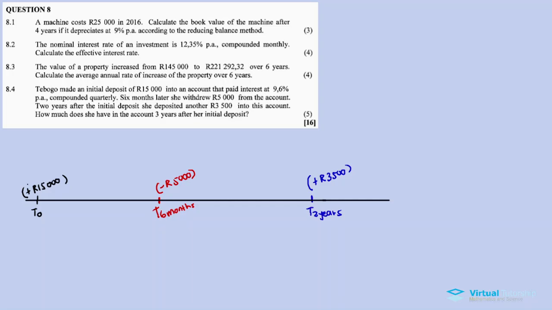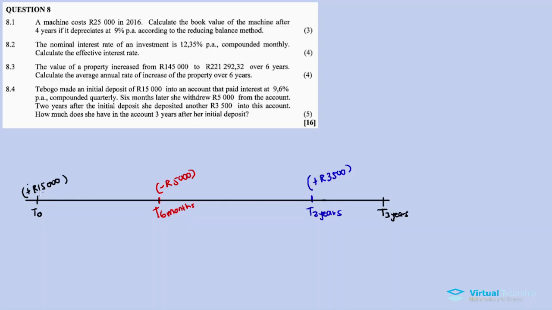But for this whole period, this whole time, there was a compound. This whole time, interest rate it remained the same. It was 9.6 compounded quarterly. Actually, it's for a period of 3 years, from T0 to 3 years, right?